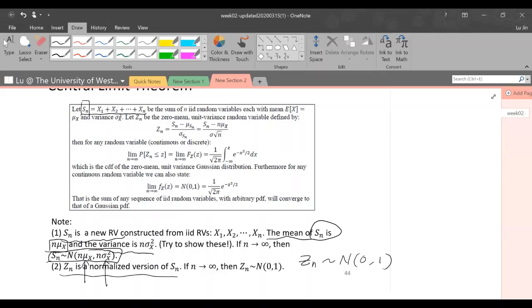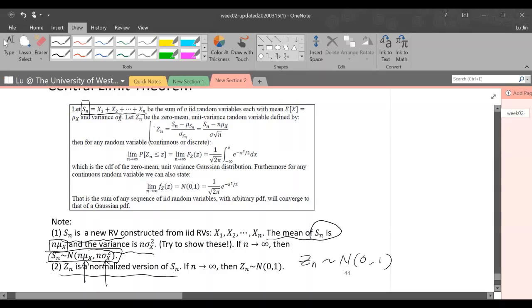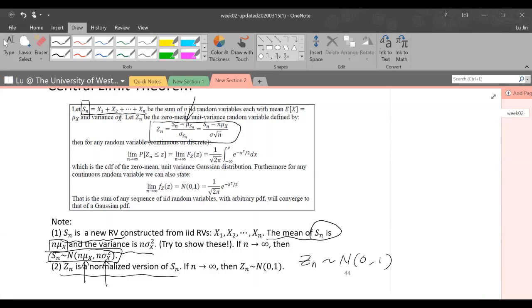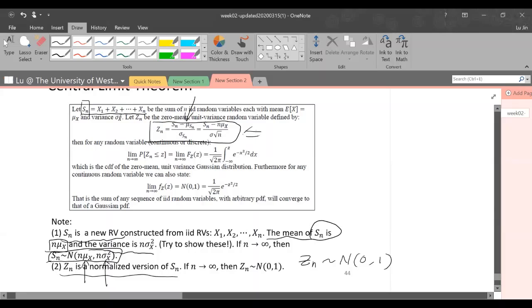But how is this Zn produced? Zn is produced here. So now here is the normalization process. We are using this Sn random variable minus the mean value of the Sn, divided by the standard deviation of the Sn. So that result has been given here. After you finish this normalization, Zn must satisfy this condition. Zn must be following this distribution.